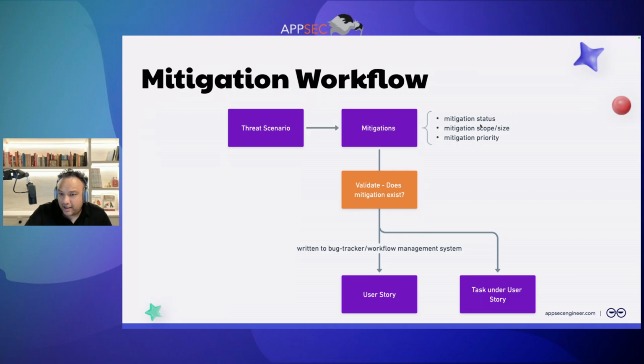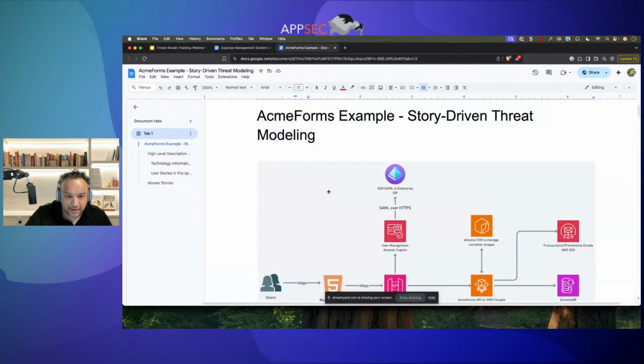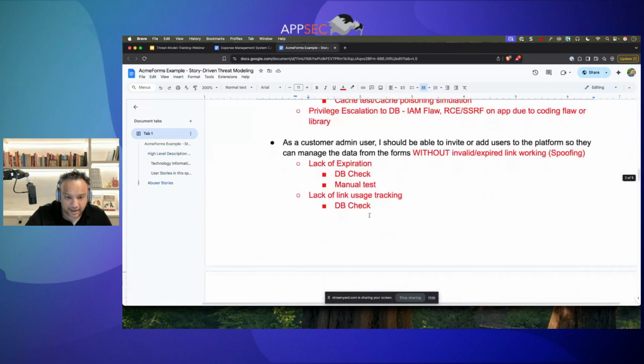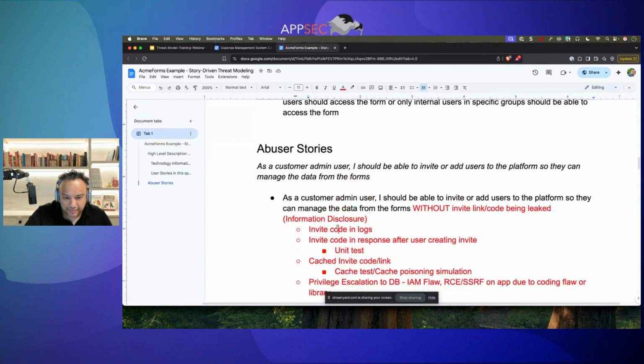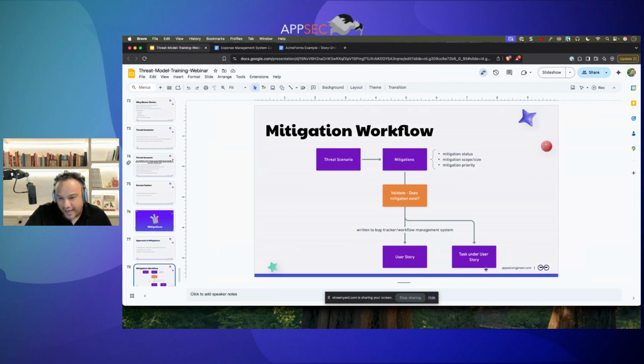up. So let us say your mitigation is just about something pretty small, right? Let's say in this case, your mitigation is something like this, where you validate that the invite code is not in the logs, or the invite code is not in the response. Now this can be validated pretty quickly in terms of your mitigation as a task under the user story. So when you're generating the invite code, you essentially make sure that the invite code is not in the response. You make this like a feedback.